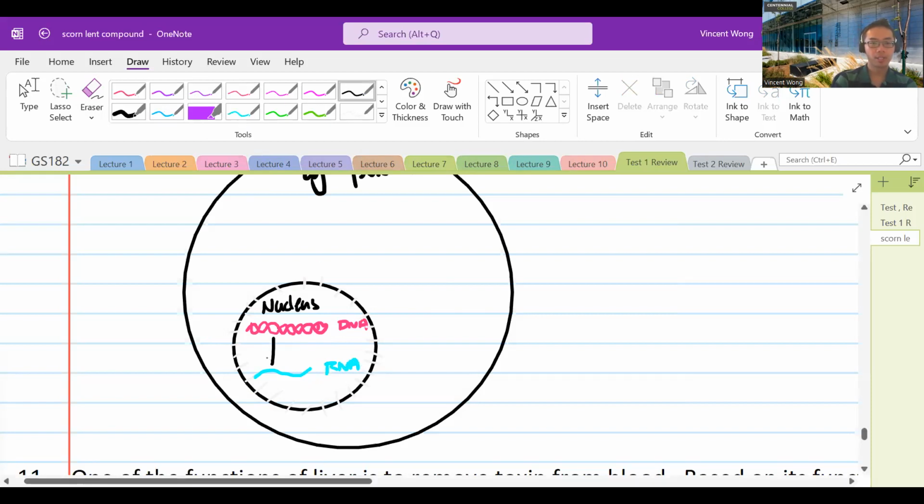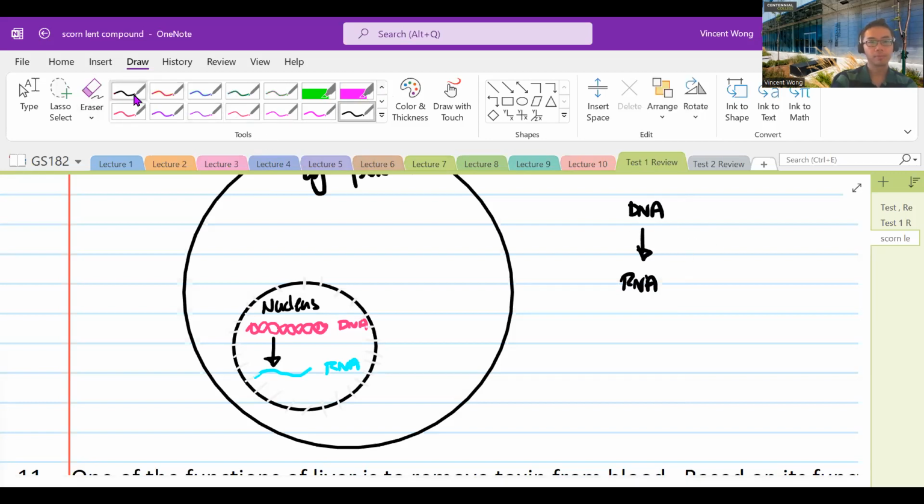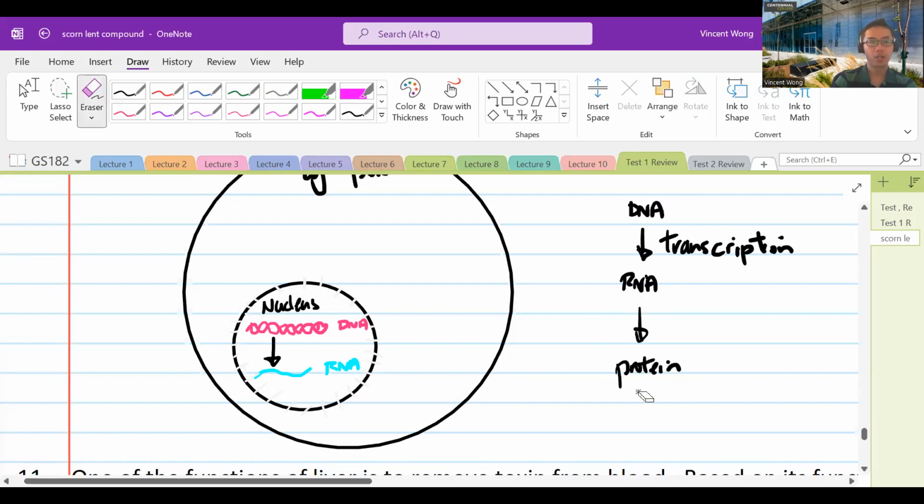Okay, so this process is called transcription. From DNA to RNA is transcription. And then from RNA to protein, when you use the instruction in the RNA to make the protein, it is translation.